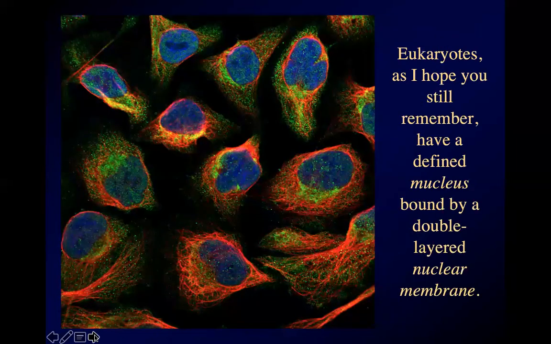Hopefully you still remember that eukaryotes have a defined nucleus, which is stained here in this picture in blue. And the nucleus, I seem to have spelled it mucleus. That's only in cows. Just kidding. That's a nucleus bound by a double-layered nuclear membrane. So there's an actual lipid membrane sac between the DNA in the nucleus and the cytoplasm filling up the rest of the cell.